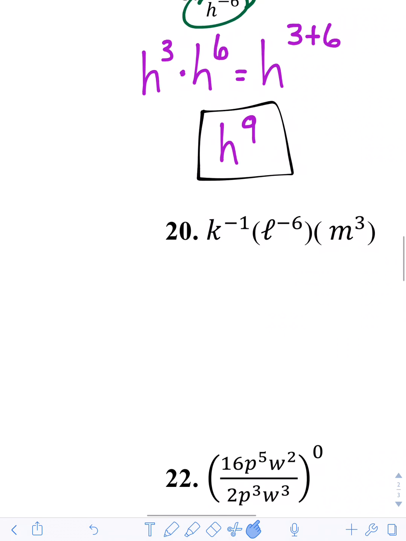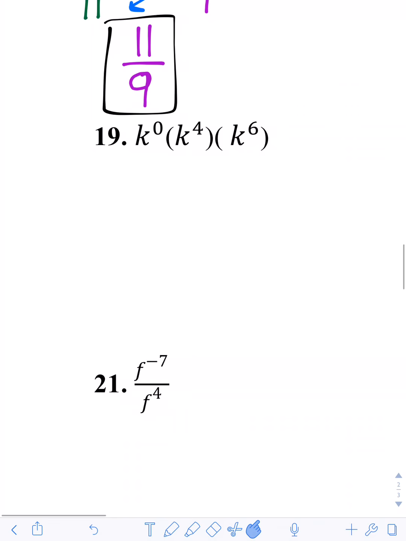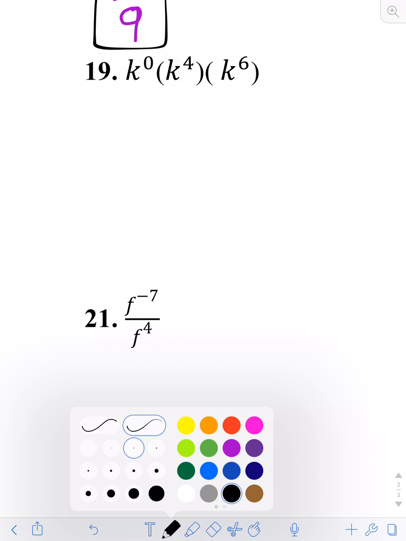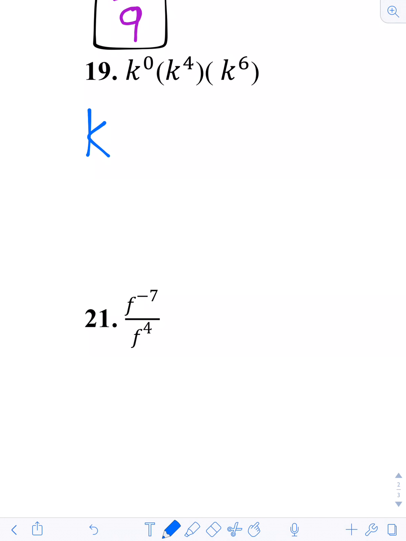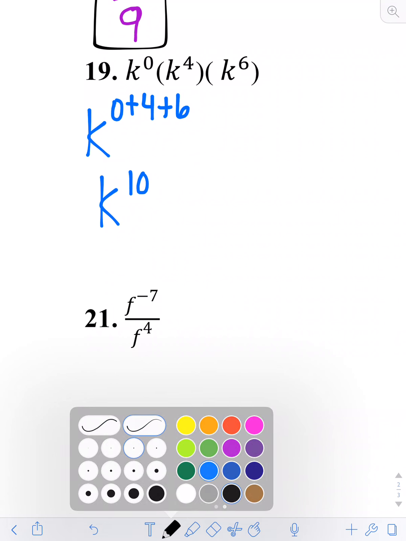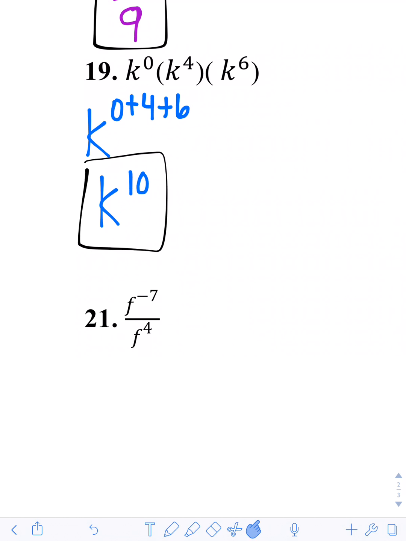There we go. All right. Okay, here we go. Number 19. So we still have the same base, that's k. Here when you multiply, we add. So you have 0 plus 4 plus 6. When you add all those up, it's just k to the power of 10. And that's your final answer.